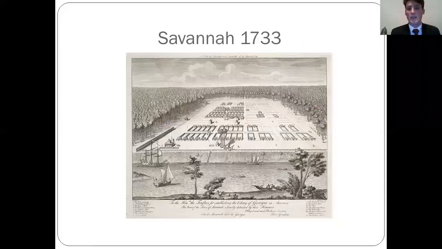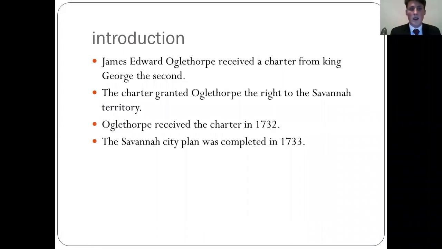This is Savannah in 1733 as it was being completed. This picture was published in a newspaper in London, England, and it was sent back from the colonies. For starters, King George II gave James Edward Oglethorpe a charter to construct a territory which is known today as Savannah. He completed his plan in 1733, and he received this charter in 1732.